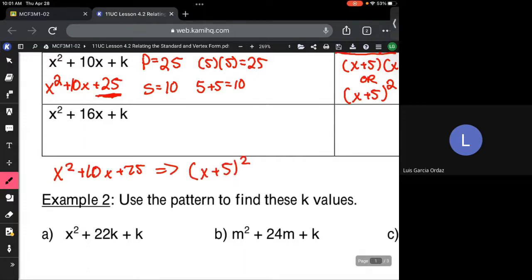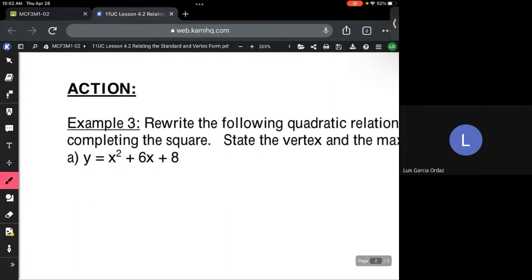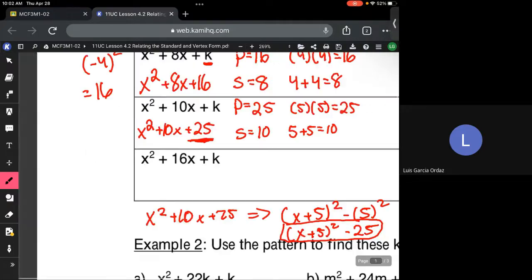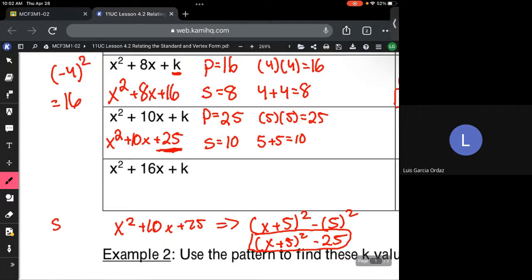What did we say 5 to the power of 2 was? 25. So on the outside here is going to be minus the 5 squared again, which is why I get that negative on the outside to complete the square. So technically my answer when I complete the square is x plus 5 squared minus 25. And we'll figure that out when we get to example 3. So this is just a side note.